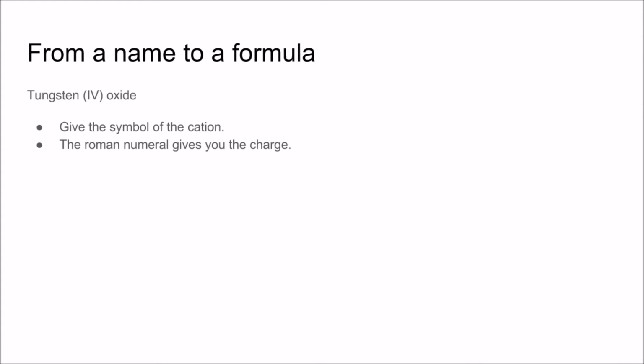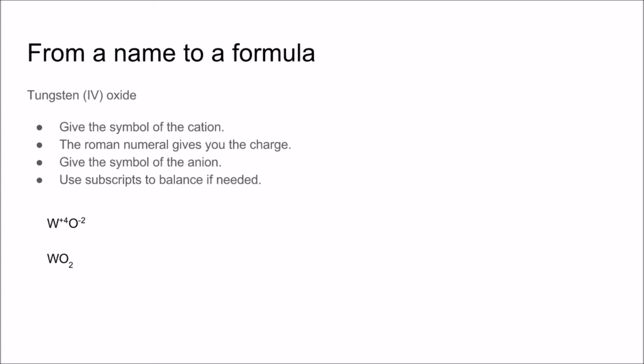Now let's go from a name to a formula. So tungsten 4 oxide, let's get the formula for that. The steps are, give the symbol of the cation, the Roman numeral is going to give us the charge, give the symbol of the anion, and use subscripts to balance if needed. So I've got W with a +4 charge and oxygen with a -2 charge. I need 2 oxygens to balance out that one tungsten. So that means WO2 is my formula.